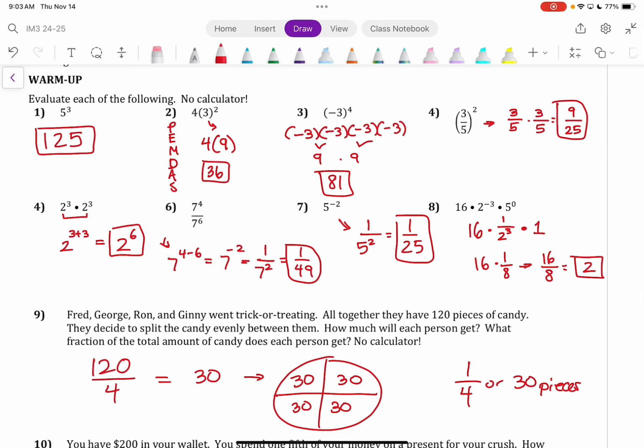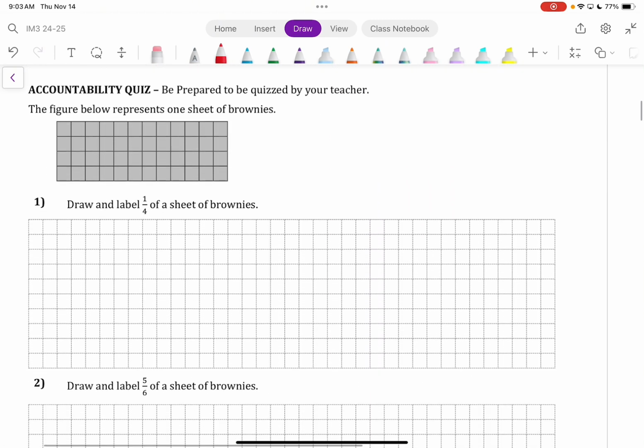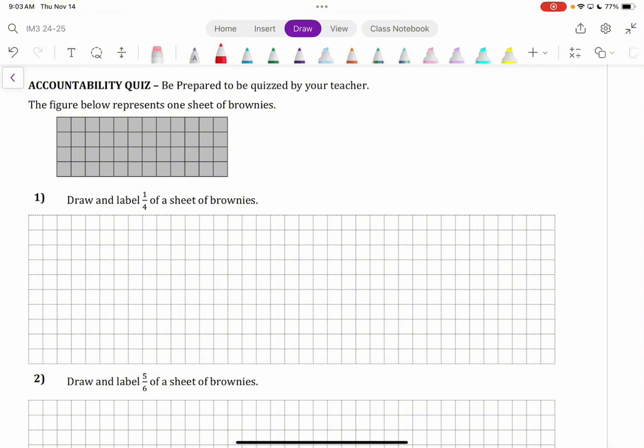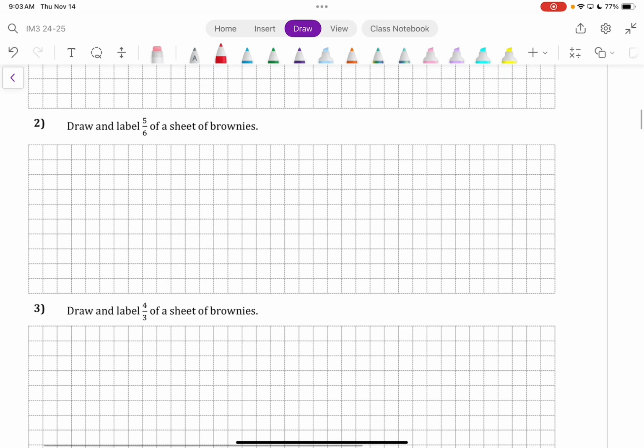All right. Then let's move on. The next section is an accountability quiz. So I would like for you guys with your team to try out questions 1, 2, and 3. We'll stop there for now.